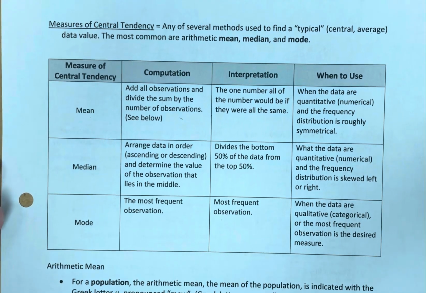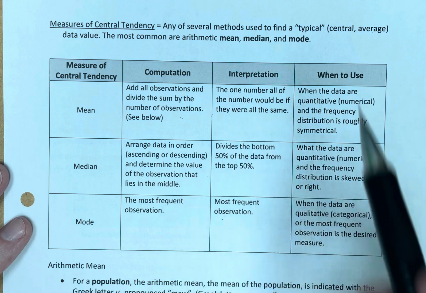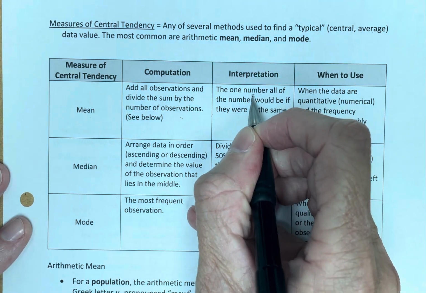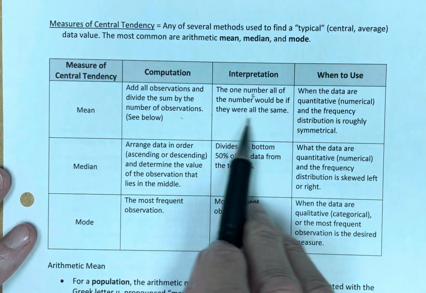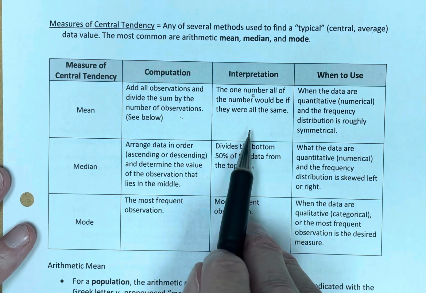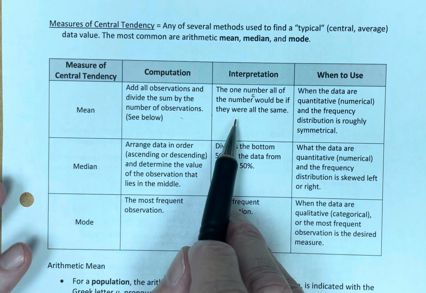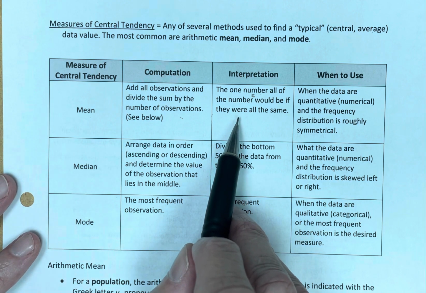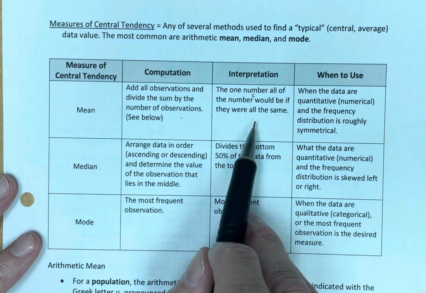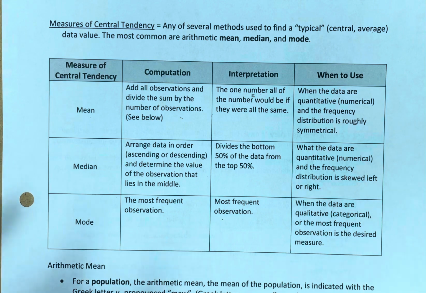What is the mean? The mean is the one number all of the numbers would be if they were all the same. So if you have 5 test scores and someone says find the mean, you add them up, divide by 5, and come up with a mean of, let's say, 85. What that means is that if all of my test scores were the same, they would all be 85. Of course, normally your test scores will all be different, but that's what the mean is.